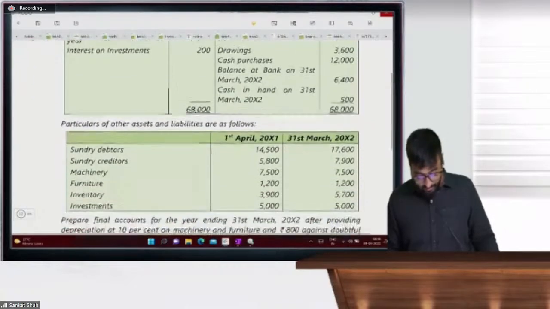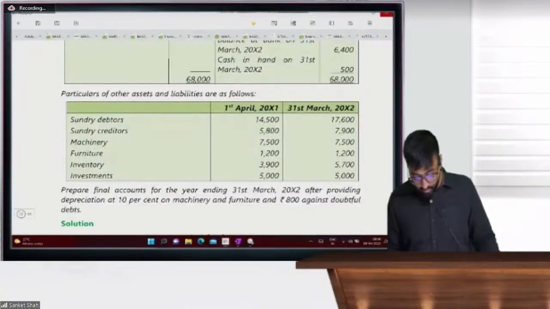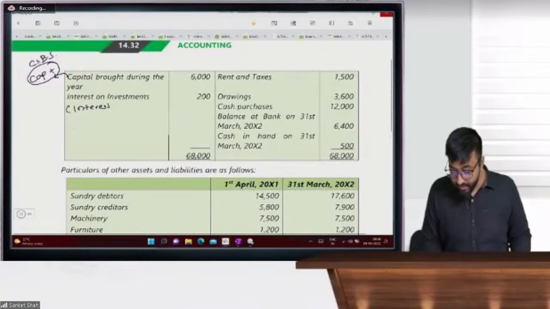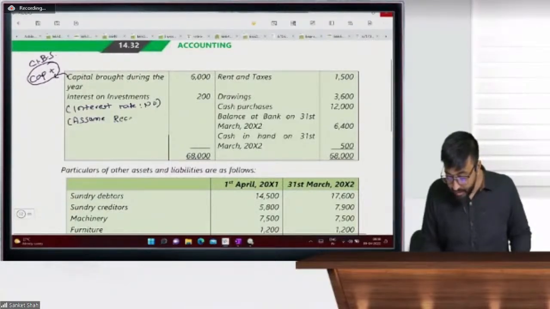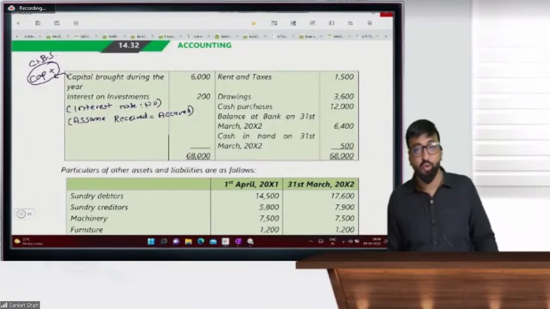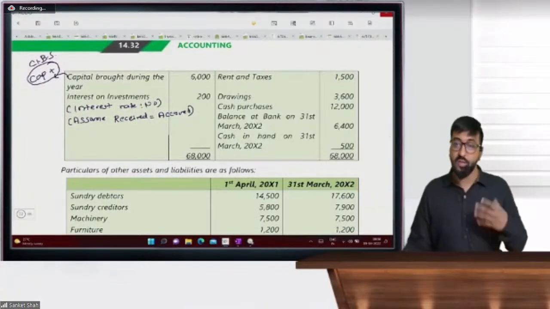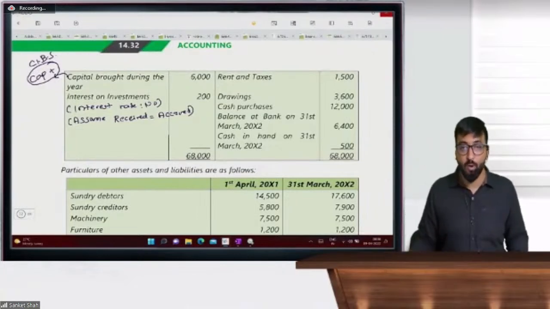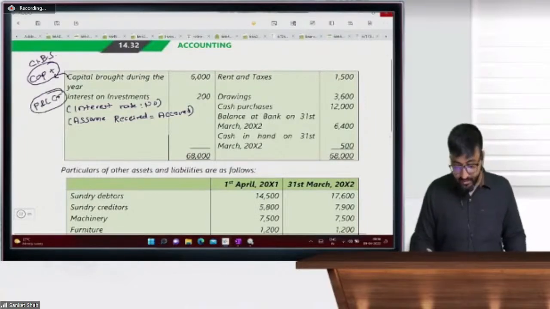Interest on investment. Now we do not have interest rate, therefore assume received is equal to accrued. So no need to prepare account. Received is equal to accrued. So जितना received हुआ cash के debit में उतना ही जाएगा. Don't open account for this now because you will record it on P&L credit side.